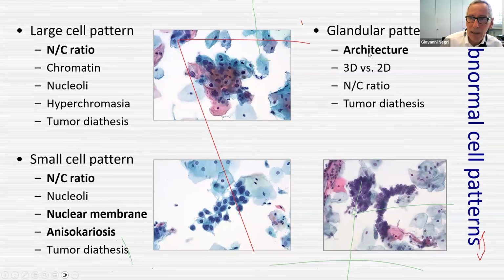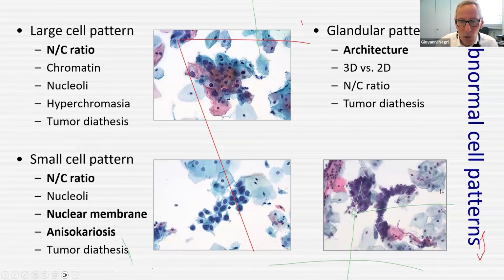And in glandular patterns, you're going, of course, to look at tumor diathesis, nuclear cytoplasmic ratio, and three-dimensional versus two-dimensional, but you're going to look primarily, particularly in adenocarcinoma in situ, at the architecture. It is key for the diagnosis of glandular lesions. So different patterns, same criteria, but some criteria are more important depending on the pattern.